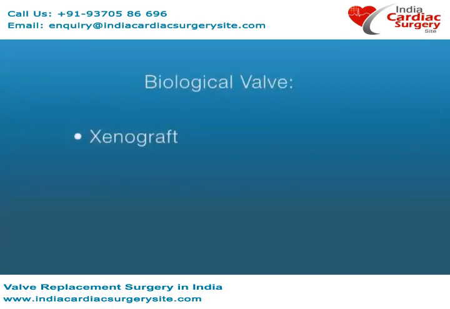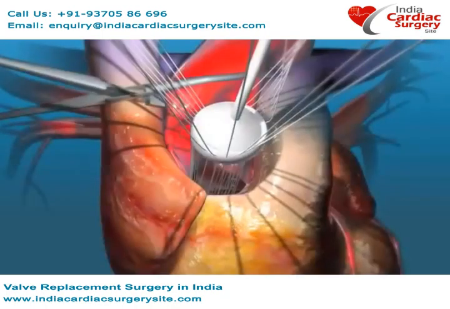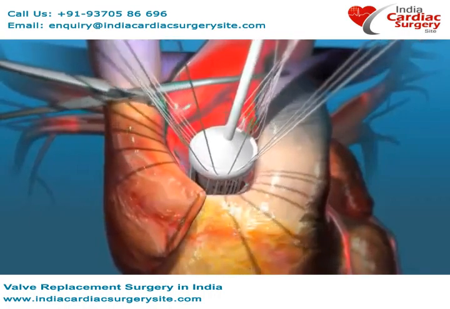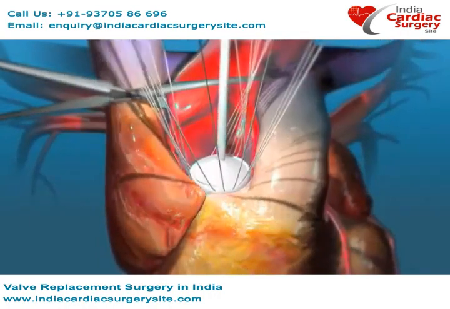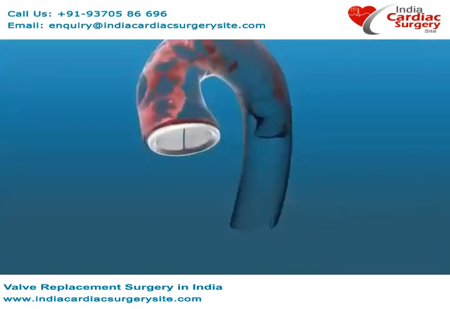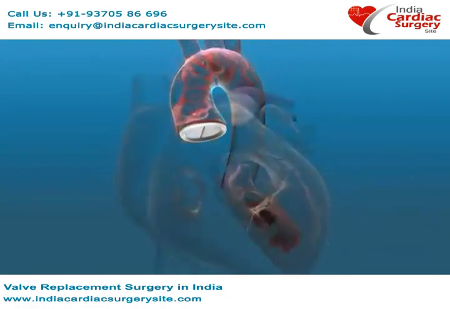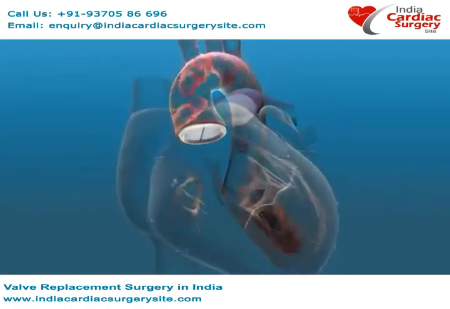The biological valve may be a xenograft, which is made completely from animal tissue, or a combination prosthesis, which is composed of animal tissue sewn into a synthetic frame, or a homograft, which is a valve donated from a human heart. Your surgeon will then carefully sew the replacement valve into place and close the aorta with stitches. At this point, blood will again be allowed to flow into your heart to check the function of the new valve.